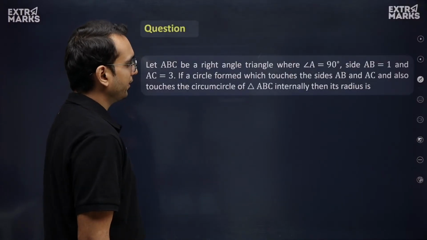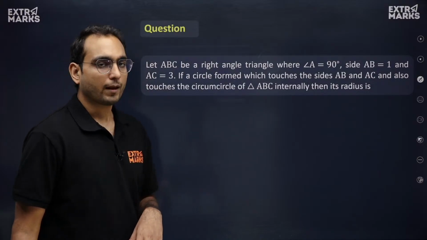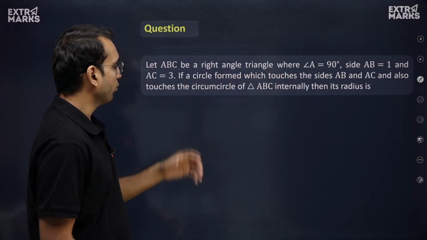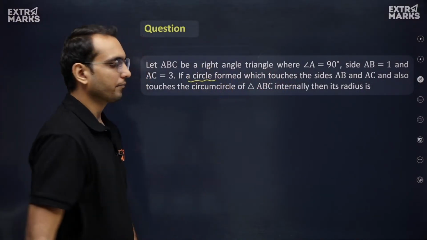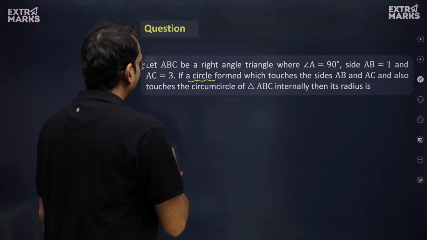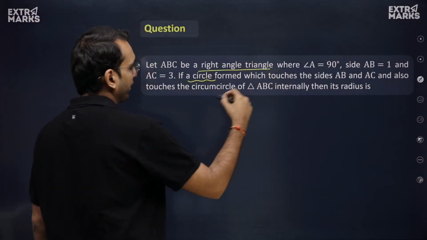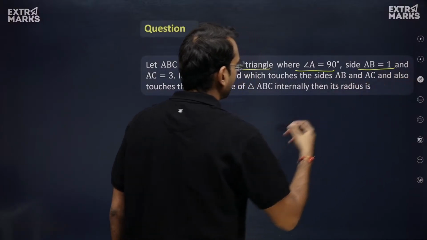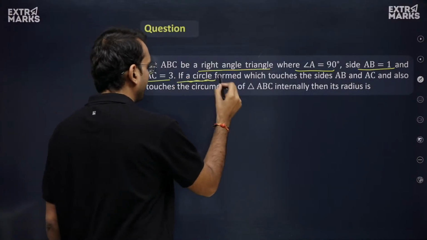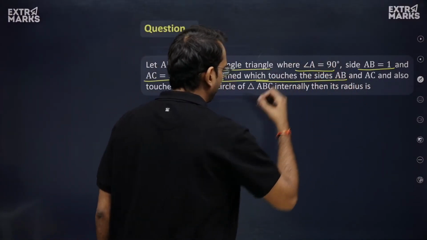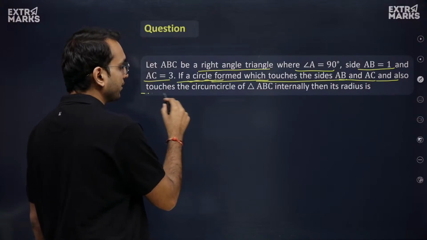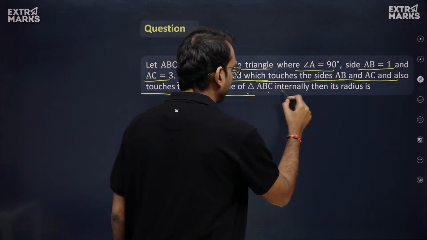So this is the first question in our session from the circle, and something is given as circumcircle. Let's read this and find out. Let ABC be a right triangle where angle A is 90 degrees. AB is given as 1 and AC is given as 3. If a circle touches the sides AB as well as AC, and also touches the circumcircle of triangle ABC internally, then its radius is.